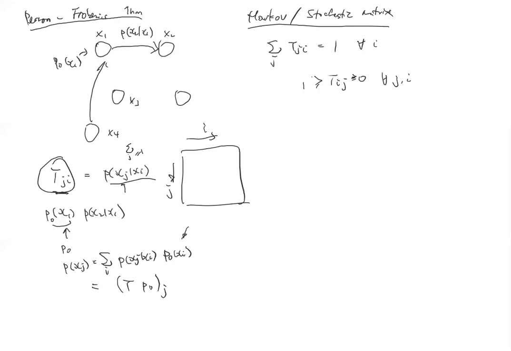One observation we can make for the stochastic matrix is that it is closed under multiplication. If I have two stochastic matrices, say P and Q, with entries Pij and Qjk, where these are the row index and the column index here.